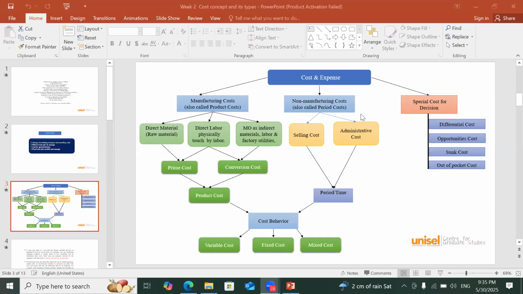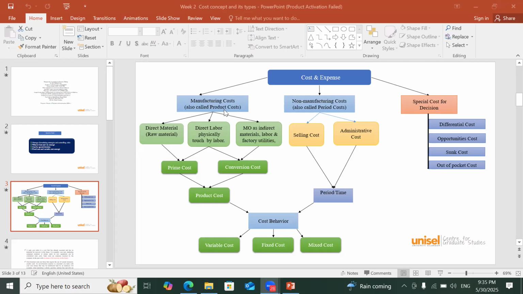This chapter covers cost, its concept and measurement. The total cost I try to highlight with a diagram on the slide. At first, we can categorize the cost under three heads: manufacturing cost, non-manufacturing cost, and special cost for decision.